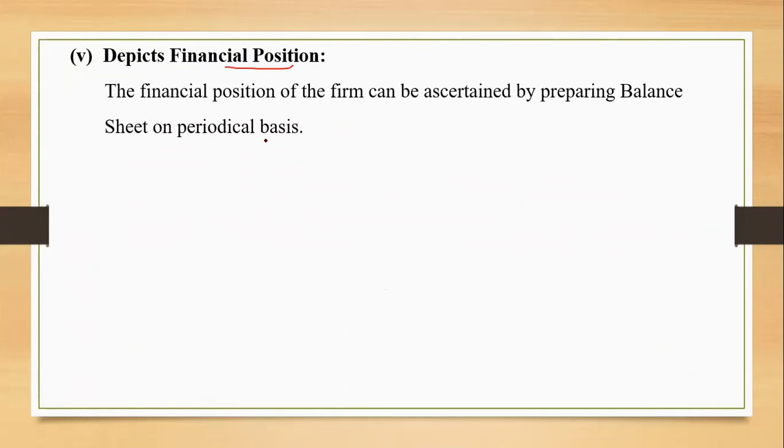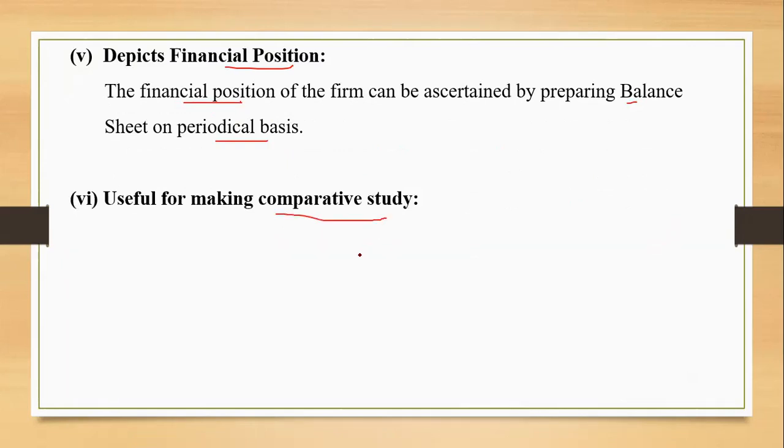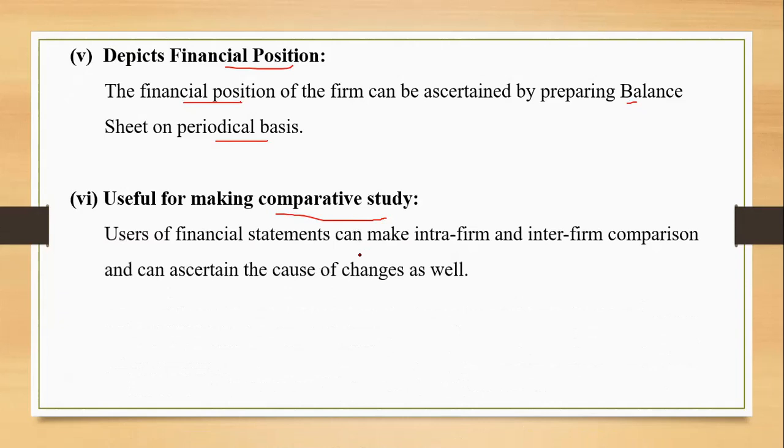When it comes to financial position, yes, this will be known from the balance sheet. In the balance sheet, we record all the assets and all the liabilities. The financial position can be known on a critical basis by preparing the balance sheet. It is useful for making comparative study. Today in the morning also I told you about comparability, the special feature accounting information should possess. So the same thing is over here. Users of financial statements can make the intra-firm comparison or inter-firm comparison and can ascertain the cause of changes as well. Whenever you compare, you come to know about the changes.